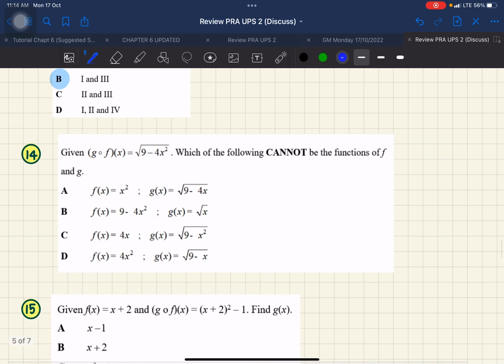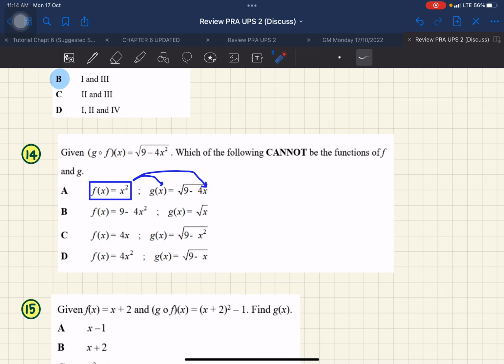Okay, saya guna warna. Maksudnya kita ada ni, fx ni. Okay, so masukkan dalam this one, masukkan juga dalam this one. So daripada sini, awak bayangkan sahaja, okay, when you put x square inside this one, will you get the same as this one? Yes, awak dapat.